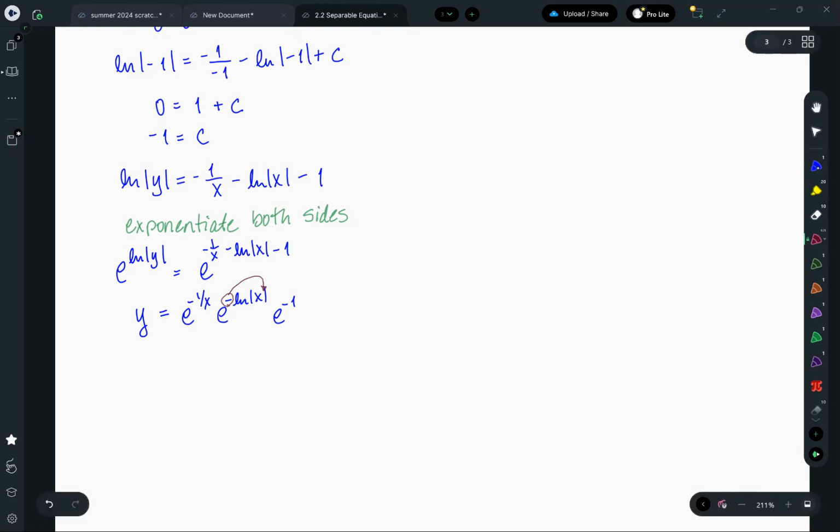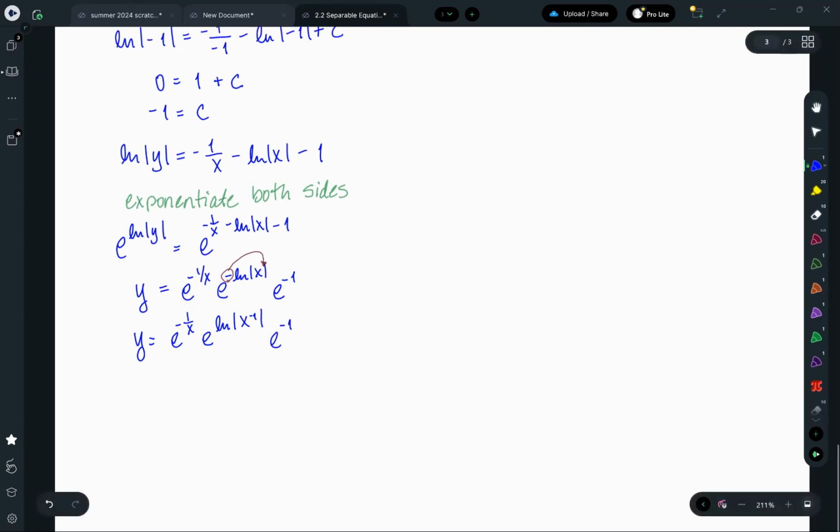So I'm going to rewrite again. y is equal to e to the negative 1 over x times e to the natural log of the absolute value of x to the minus 1 times e to the minus 1. Okay, now the e and the ln completely undo each other and leave an x to the minus 1. So y is equal to, we'll just go ahead and write it, e to the negative 1 over x times x to the minus 1 times e to the minus 1.